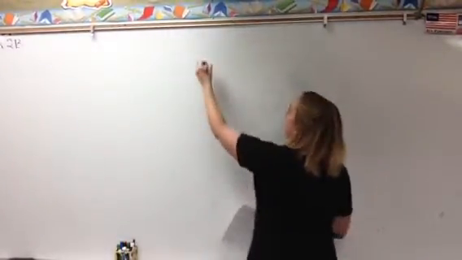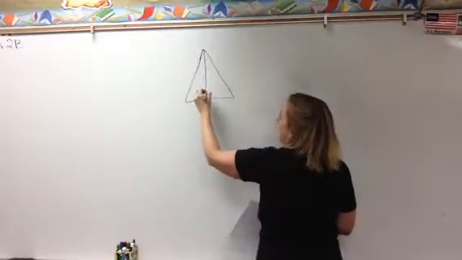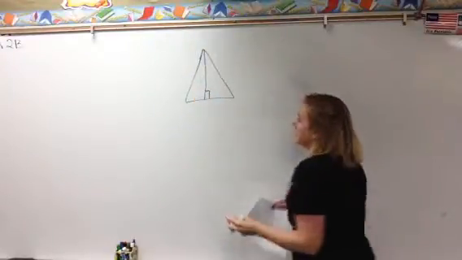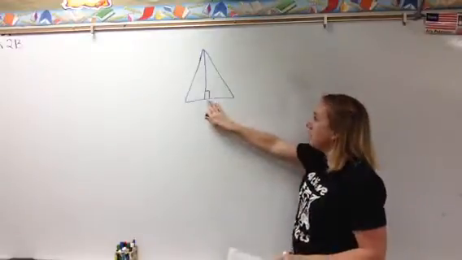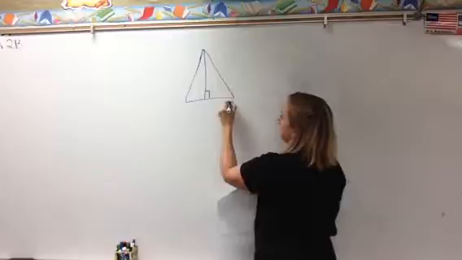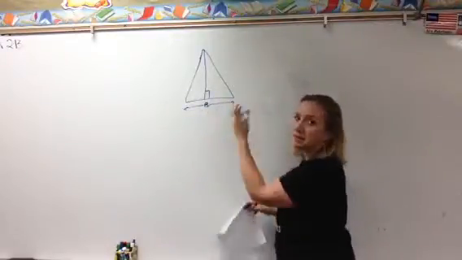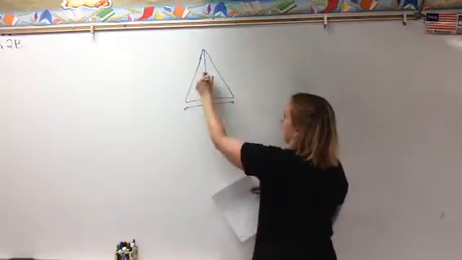I'm just going to draw a simple triangle. Lovely. I'm going to draw the height of my triangle. I can tell that this is the height because I have my 90-degree angle right here. This is going to be my base. The table sits on the base of the triangle, and this is my height.